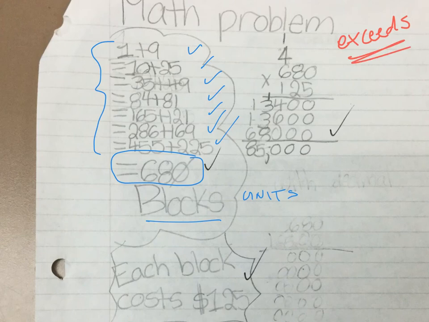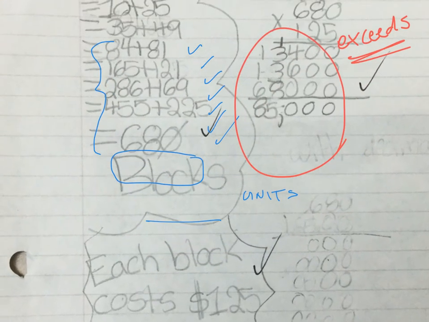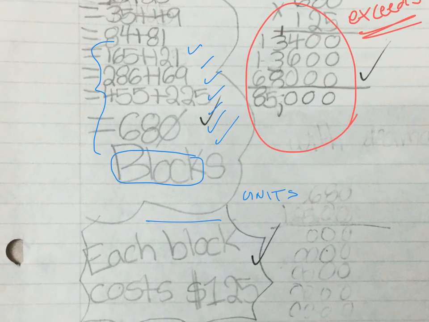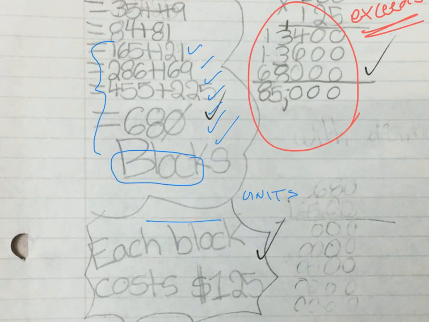Because they found a kind of a real-world application. I asked you at the beginning, what is the problem? And this person made the problem, how much would it cost to build this? And so this student says, and it says down here, that each block costs $1 or $125. And the student has that indicated down here. And then they've gone and figured this out.